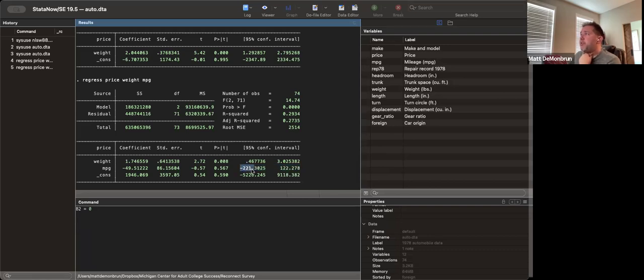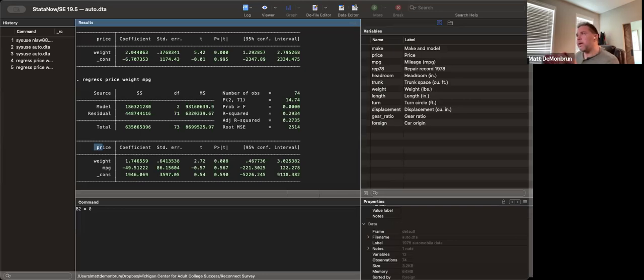We have anywhere from -221 to +122. So in that range between here is 0. So it's saying there's a possibility that the relationship in the population between miles per gallon and price could be 0. We can't rule that out. So therefore, it's not statistically significant, right? And we would say that there's not a significant relationship between miles per gallon and price.